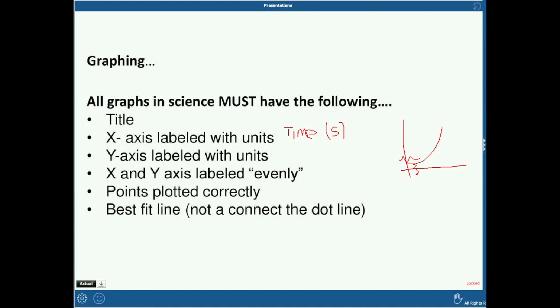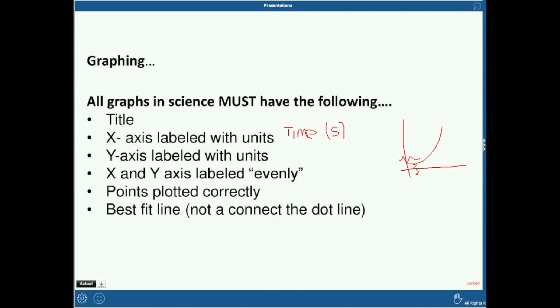A lot of people do that because they think it's really easy, but that's not a best fit line. It's entirely possible that your best fit line may not touch any of your dots at all, and that's totally okay. You want it to be as close as possible to all of your dots.